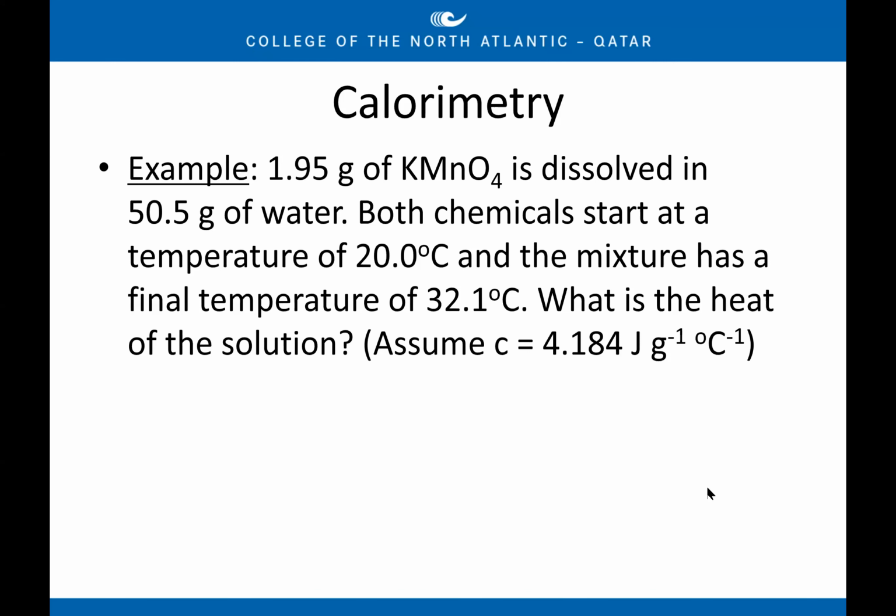Sorry. Okay, so this is a good example. This is what we'll start with today. 1.95 grams of potassium nitrate is dissolved in 50.5 grams of water. So this is obviously an aqueous solution, meaning we're going to assume the heat capacity is 4.184.